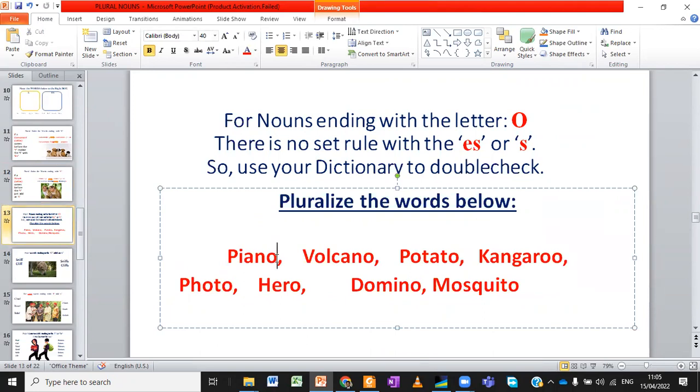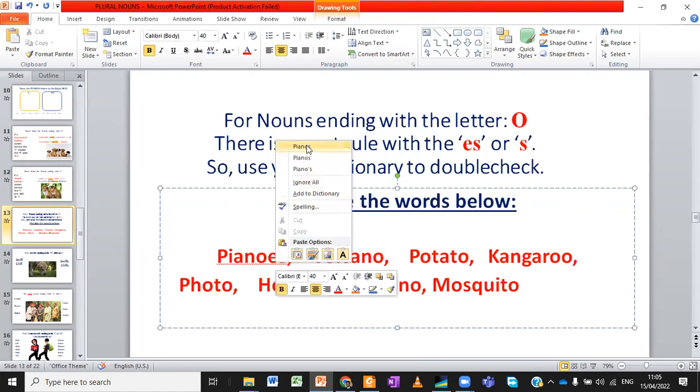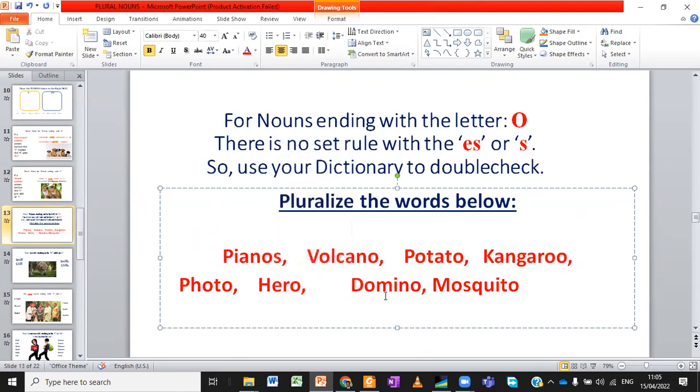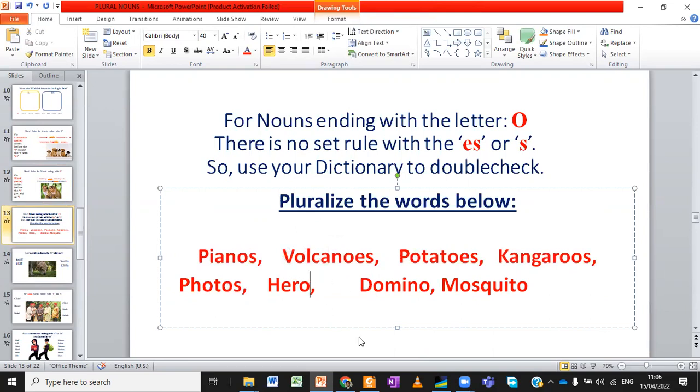It's S. Yes, pianos is S, not ES. You see, it's showing you the red. Pianos is S. Let's go. Volcanoes. ES. ES, correct. Potatoes. ES. Kangaroo. S. Photos. S. Hero. ES. Dominoes. S.